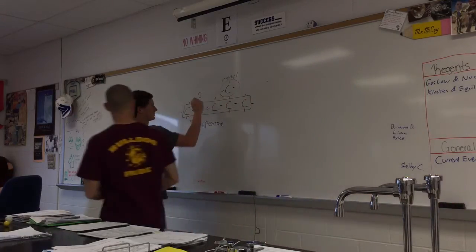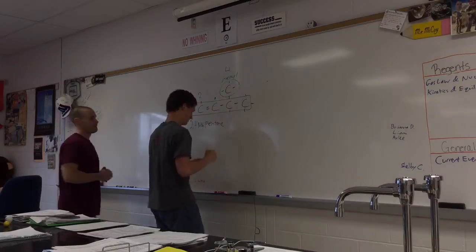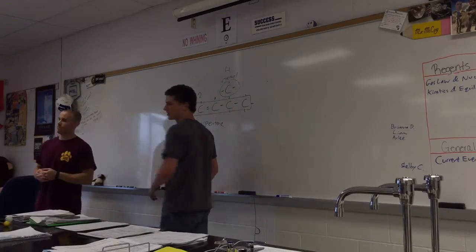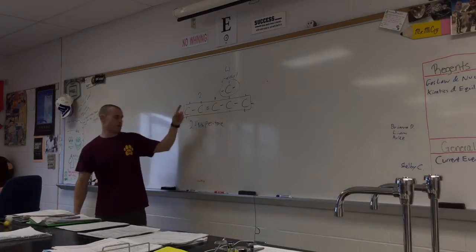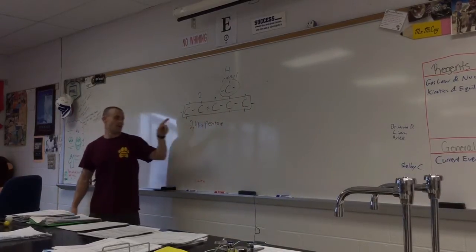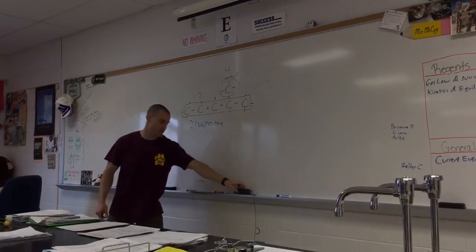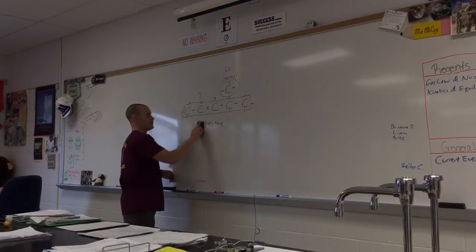2,4-methylpentene. This one's 2. Wouldn't it be 2 and 2? No, you can't do that, because you can only count from one way. So this isn't right, but it's close. I didn't teach you how to do this yet. Don't worry. You're very close.